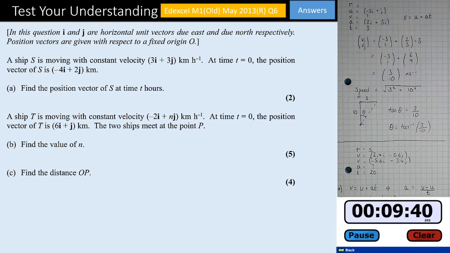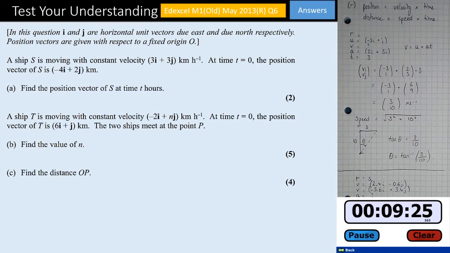One thing I will say straight off the bat is you do have your Suvat equations, but remember as well that you also have that speed equals distance over time, or the vector version that we saw before, which is position equals velocity times by time.